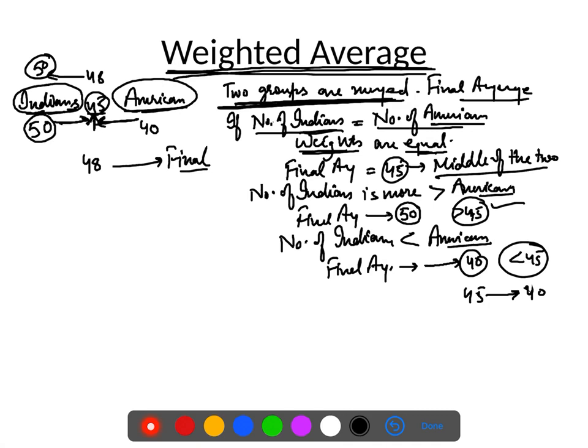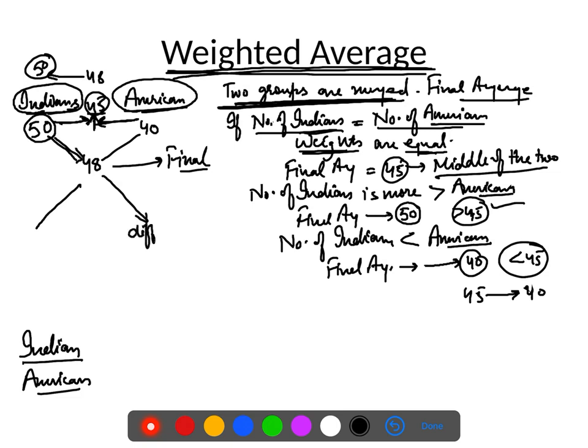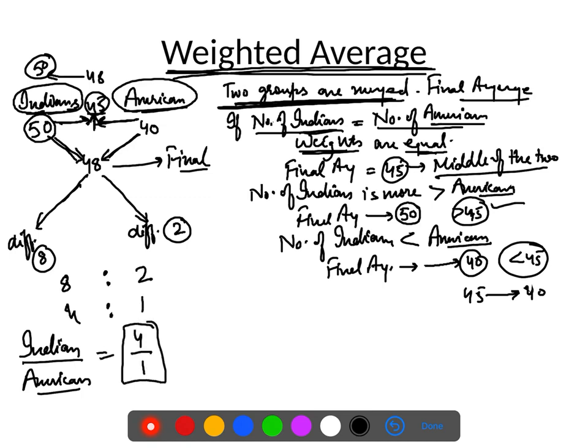Can we actually figure out the ratio of the number of Indians upon the number of Americans? The ratio in which Indians and Americans have been added. Make a cross. So 50 and 48. The difference of 50 and 48, write it here. 40 and 48, write the difference here, which is 8. This 8 is to 2, or 4 is to 1, is the ratio of Indians to Americans.